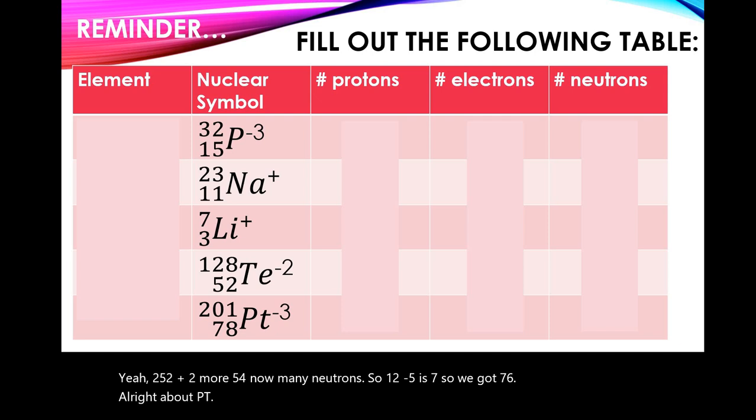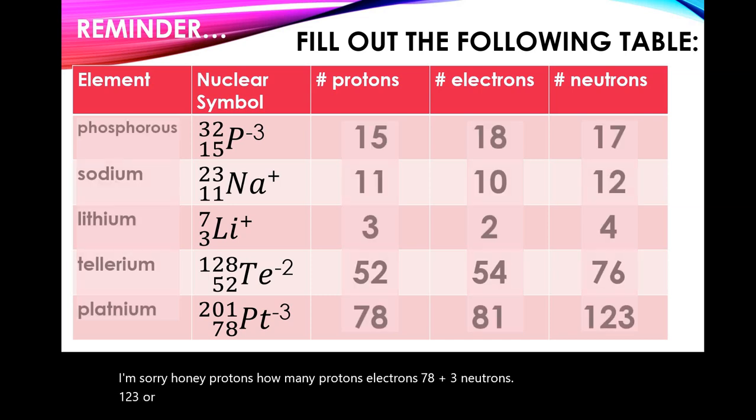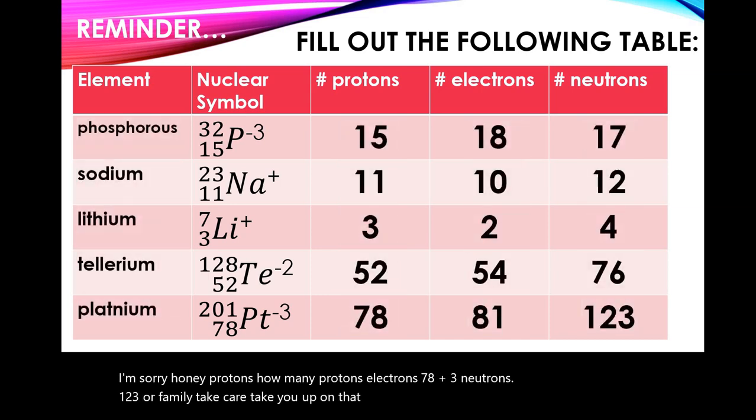See how good you guys are. It's around gold. Platinum. It is platinum. Okay, how many protons? 78. How many electrons? 81. So 78 plus 3. And how many neutrons? 123. Okay, I'm going to take you up on that. Let's see. We did pretty good.